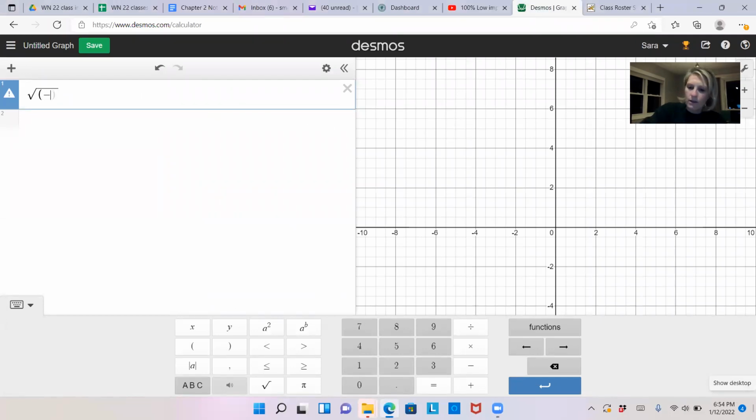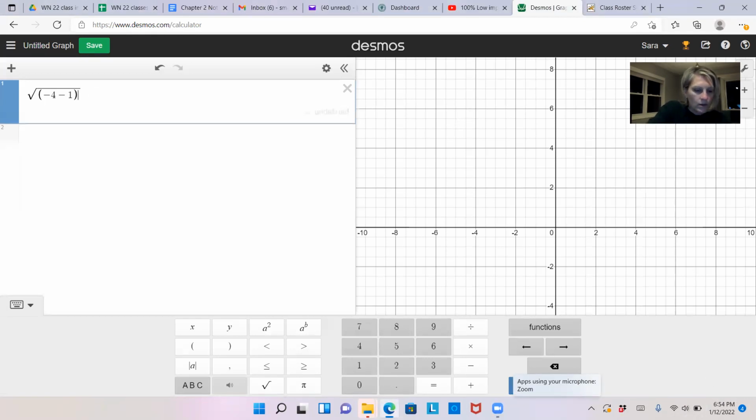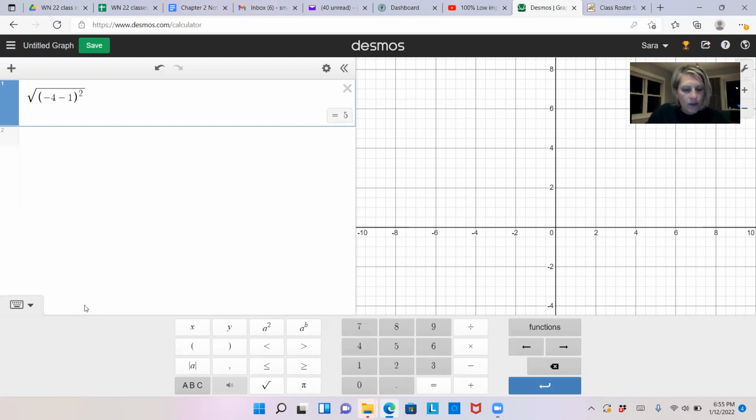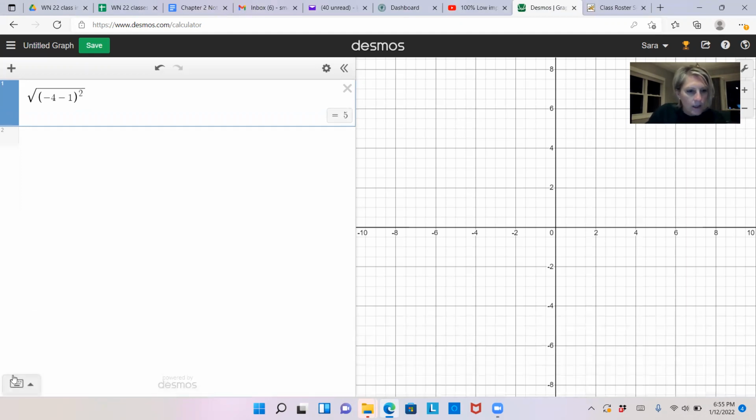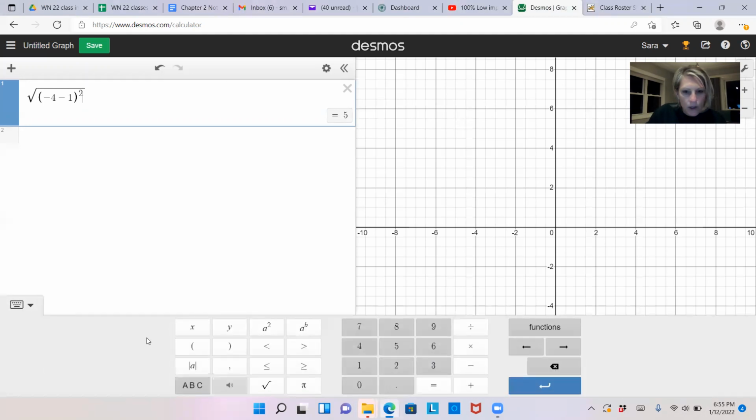So we are going to take the difference of 1 minus -4, and then that is going to be squared. You can find the squared button either by doing shift and your 6 key, or you can go to the menu here down at the bottom. It shows the keyboard and you can click this A squared button.